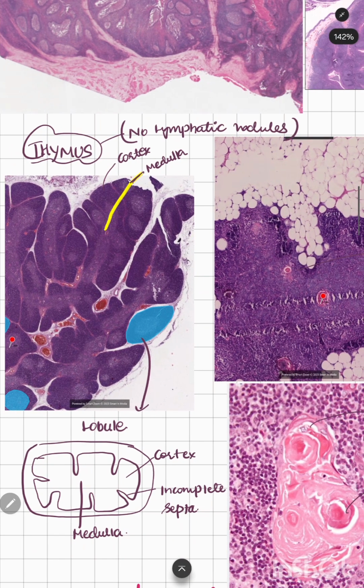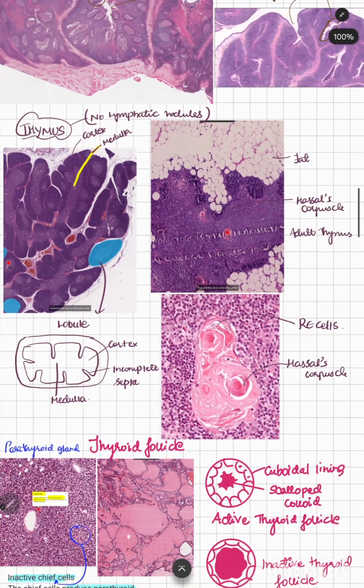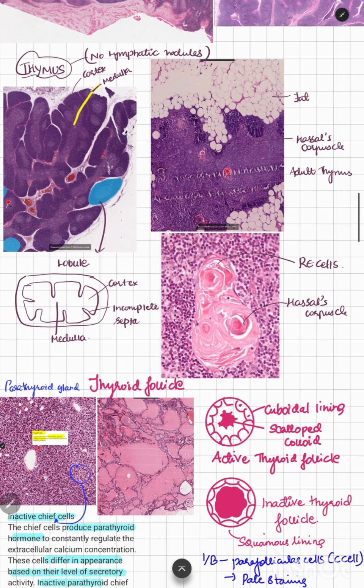And the most striking feature of thymus is the presence of Hassall's corpuscle. These reddish colored things, if you find any reddish substance within the lymphatic tissue, then it is mostly a thymus. This is adult thymus because in adults the thymus is replaced by fat tissue. So this is about thymus.